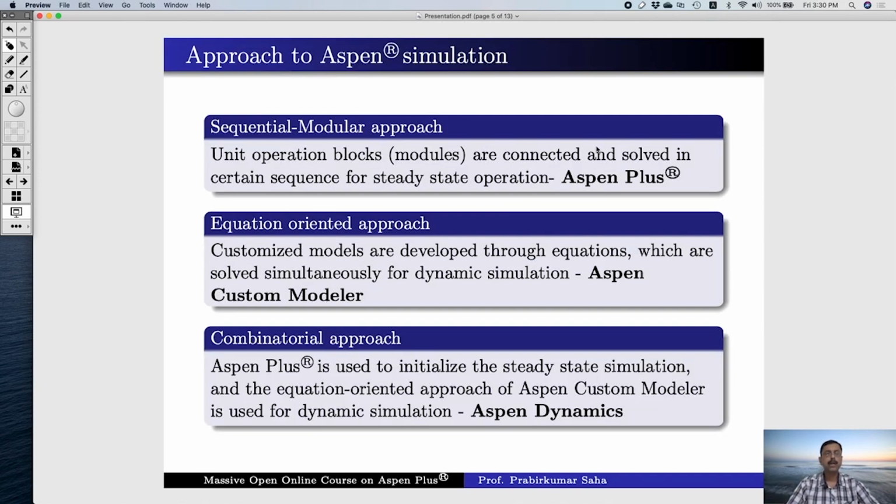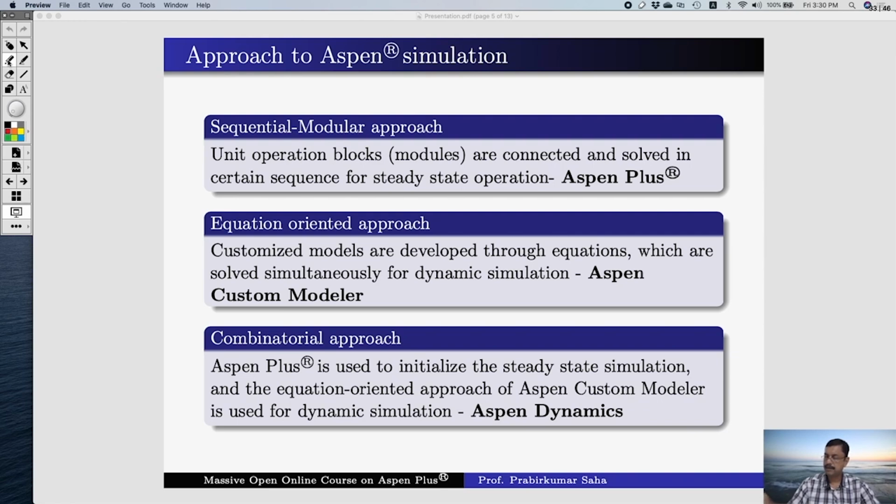So we talk about the approach to Aspen simulation. Now, whatever we have just discussed is actually the sequential modular approach. That means we take some modules and place them in sequence. Those unit operation blocks are called modules. They are connected and solved in a certain sequence for steady state operation. This is called Aspen Plus.